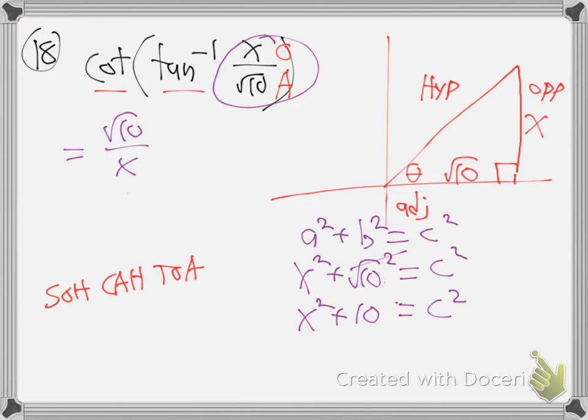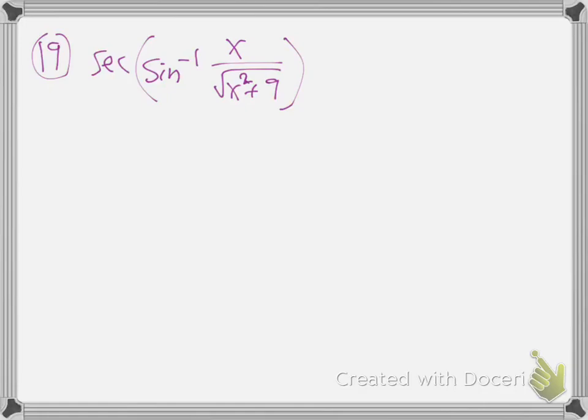Good. Shall we try one more then? Since that one was so easy, we can do one more now. There we go. All right, so try that one. Again, just put it in the first quadrant.